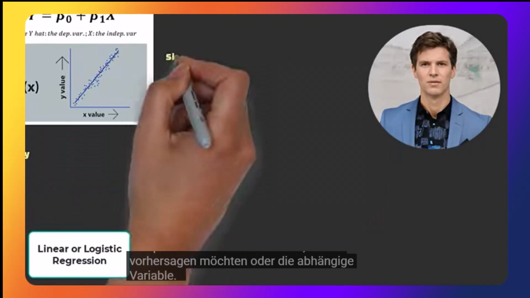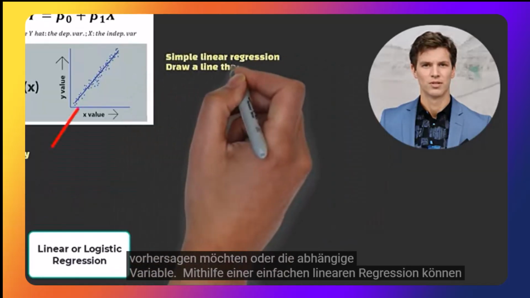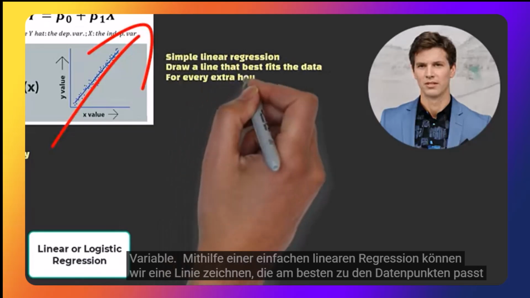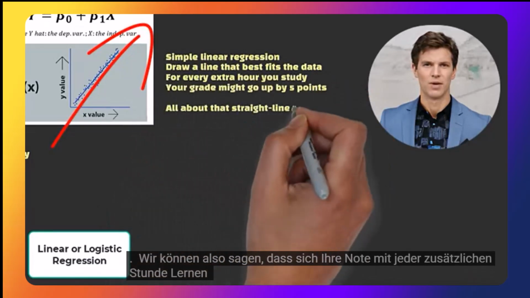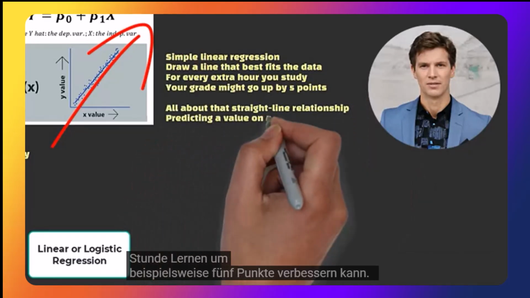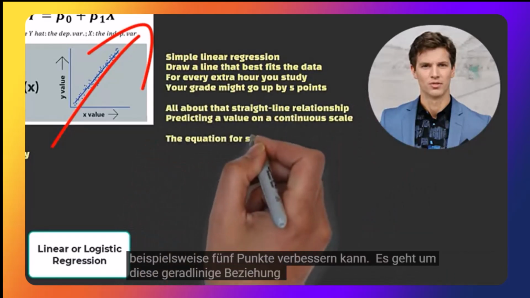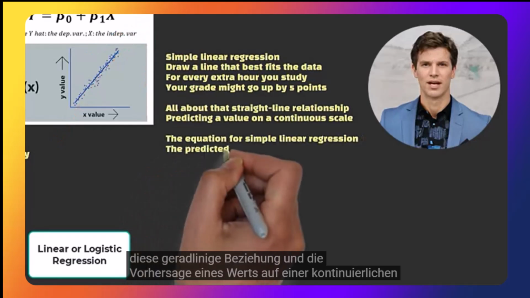or the dependent variable. Simple linear regression helps us draw a line that best fits the data points, so we can say, for every extra hour you study, your grade might go up by, say, 5 points. It's all about that straight line relationship and predicting a value on a continuous scale.